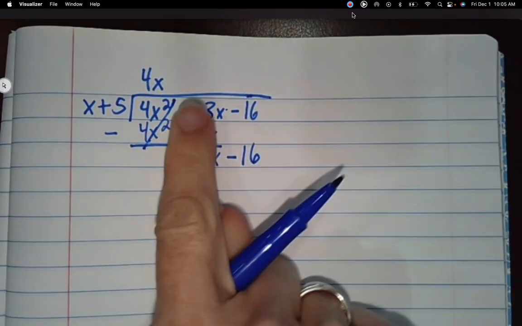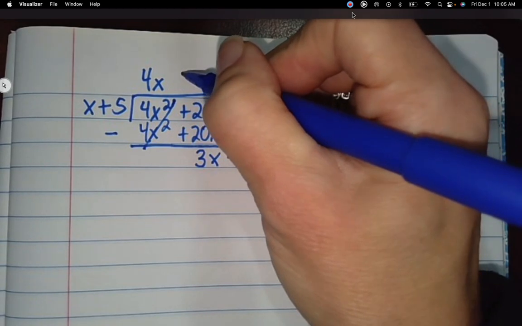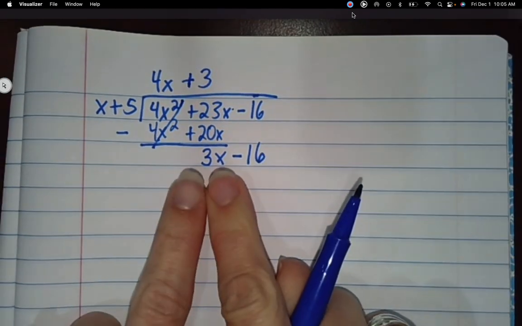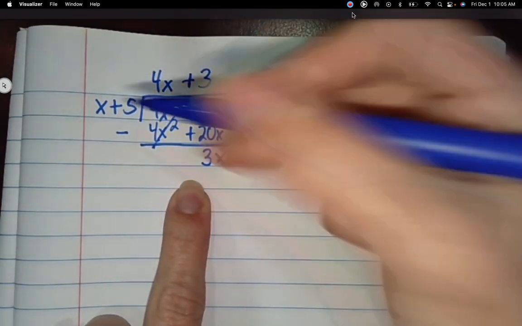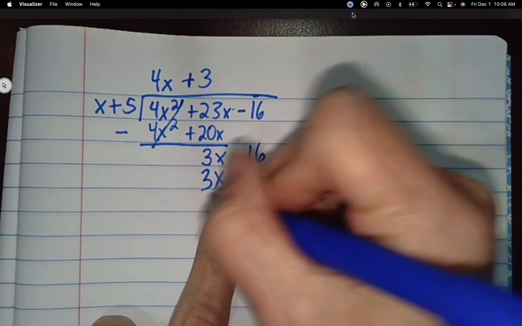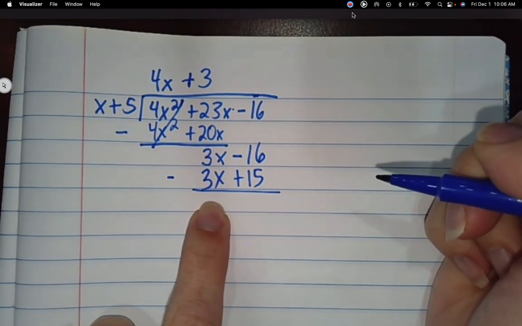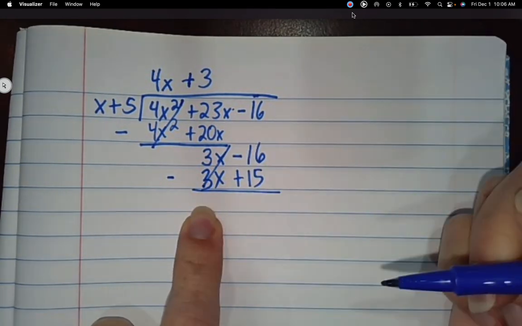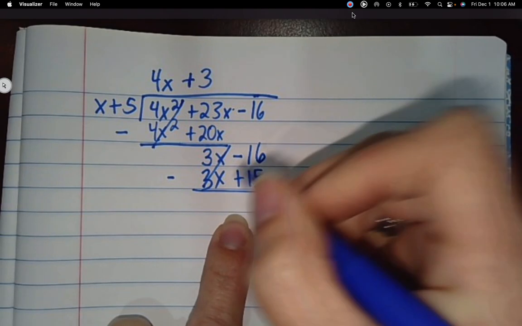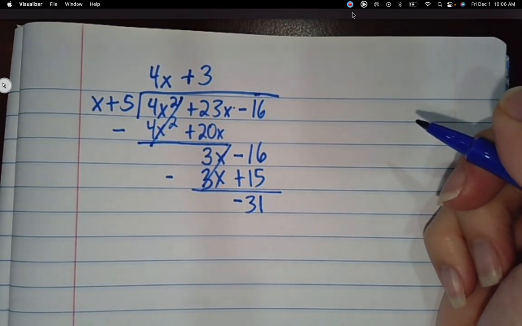Now I need to get this number right here. So what's missing with the x? A 3. So I'm going to put a positive 3. Does everybody understand where I got positive 3? It has to match this. So what is 3 times x? 3x. And 3 times 5? A positive 15. And what do you do with those two things? You subtract. Okay? What is 3x minus 3x? 0. What is, be careful here, negative 16 minus 15? Yep, negative 31.